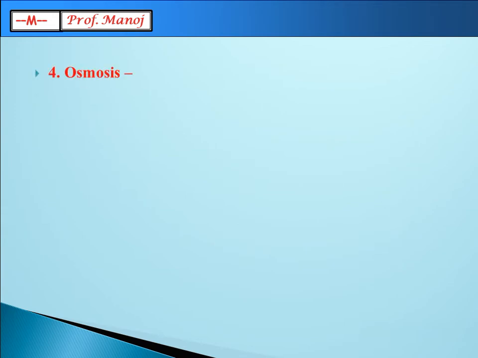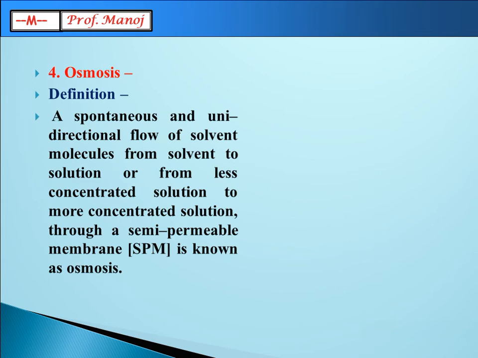Let us now define osmosis. This osmosis is basically a natural or a spontaneous process. Osmosis happens only in one direction, so it's called unidirectional. What is the flow? The flow is of solvent molecules from solvent compartment to solution compartment, or from less concentrated solution to more concentrated solution. If you understand the previous information, solvent can pass only through semi-permeable membrane. That means for osmosis, we need semi-permeable membrane only.